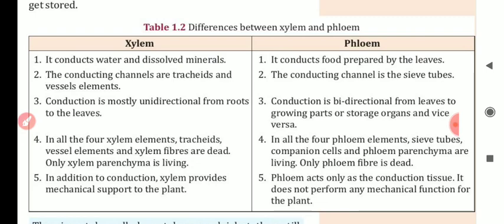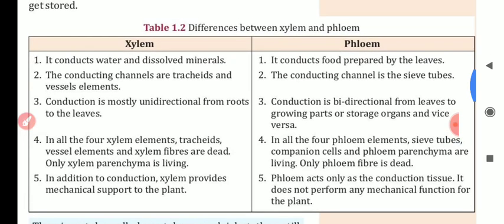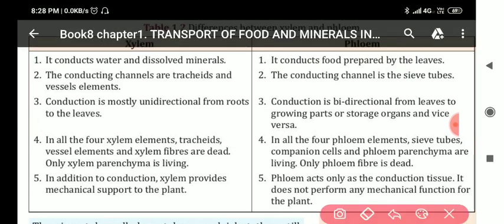In the last video, we discussed the xylem and phloem. This is the second video. In this second video, we'll first start with the difference between xylem and phloem. So let us see the differences between xylem and phloem, my dear students. Just see to it.